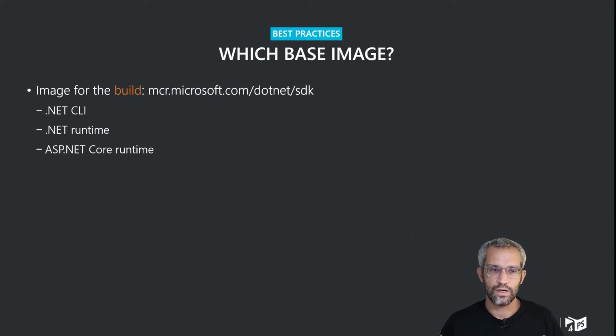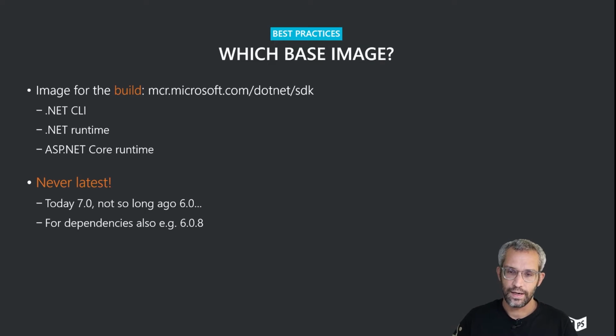And that of course is looking at the base image, because that is a huge part of what determines the size of our image. For building our application, the Microsoft .NET SDK actually is absolutely the right one. It contains the .NET CLI, the .NET runtime, and the ASP.NET Core runtime, so we can build our applications, but we should never use latest. As you've seen, I put in latest in the image, and that has worked because I've targeted .NET 7 with my application, and latest coincidentally also is 7.